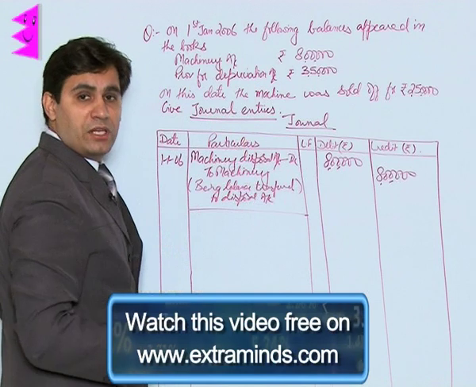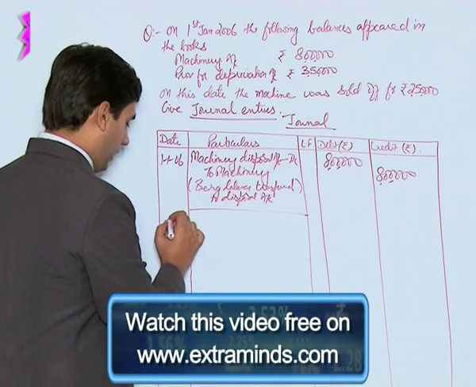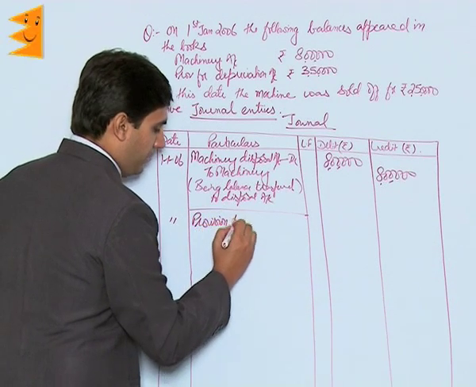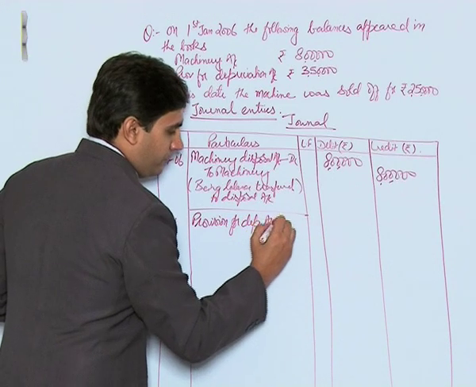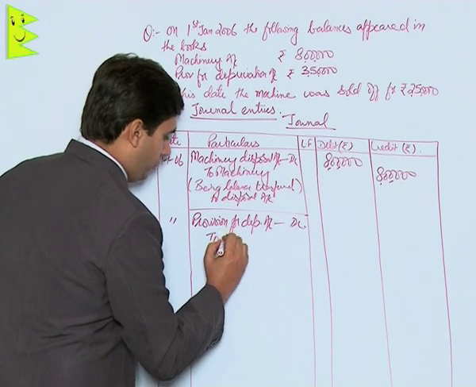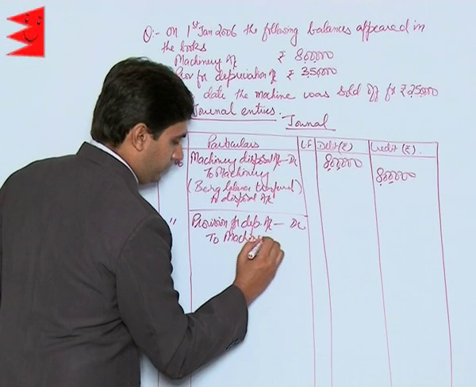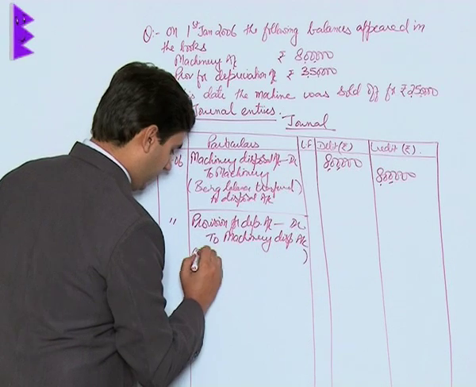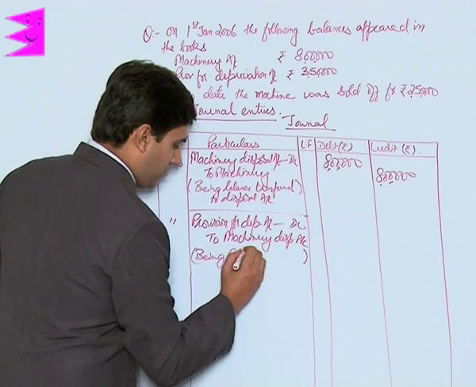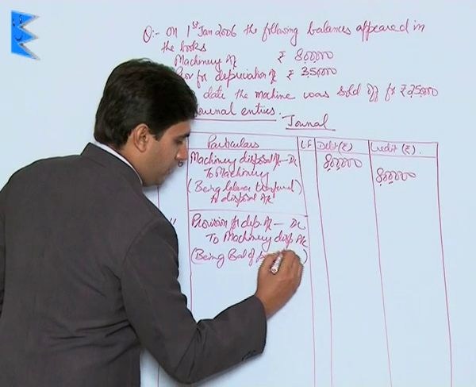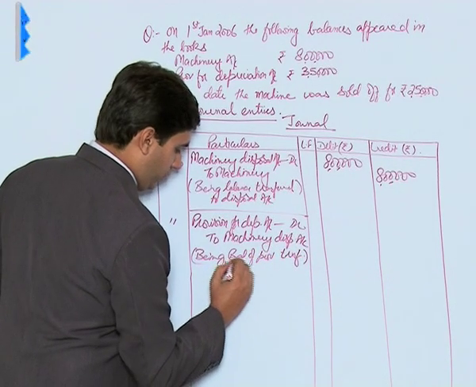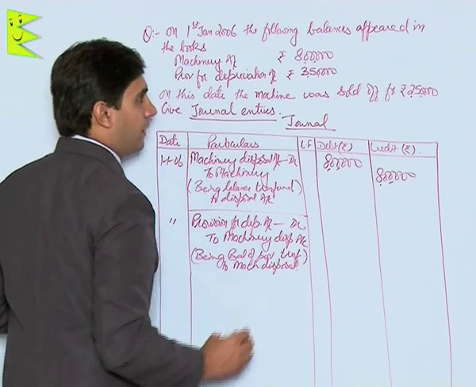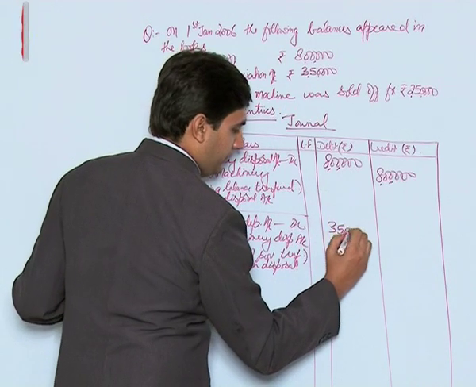Similarly, the balance in provision account would be transferred to machinery disposal account on the same date. So entry would be provision for depreciation account debited to machinery disposal account. That is, being balance of provision transferred to machinery disposal account, and the amount would be 3 lakh 50,000.